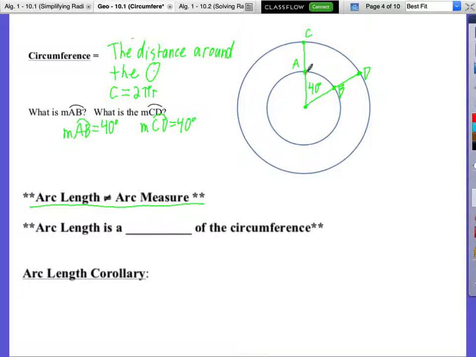Wait, how did you know it was 40? What? How did you know that was 40? I wrote that in. I wrote the stuff in the green in. Yep. You don't have it?